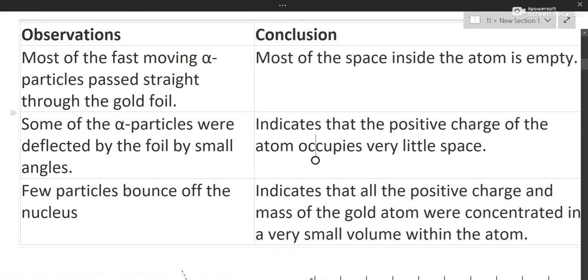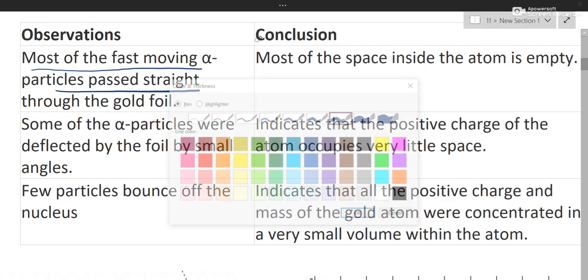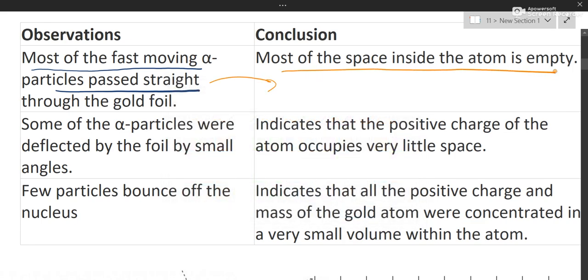Now let us come to observations and conclusions. Observation: most of the alpha particles pass straight, and then the corresponding conclusion. What does it mean? That most of the space inside the atom is empty. Some of the alpha particles were deflected by small angles. It means there is positive charge inside the atom, and that is occupying very little space.